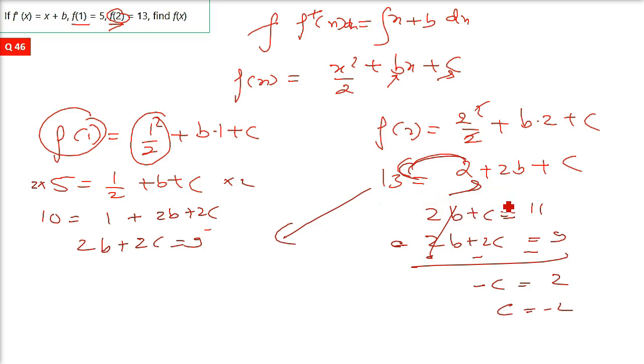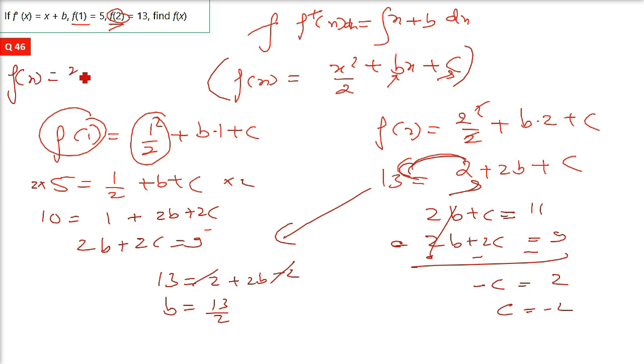But we also need to have b. So in any of the equations which we formulated, just put, I am taking the second equation. So 13 equals 2 plus 2b minus 2, because c is minus 2. From here we get b equals 13 by 2. So c is minus 2, b is 13 by 2. Now place it here. So f(x) is going to be equal to x square by 2 plus 13 by 2 into x, and this c is negative 2, so minus 2. This is your original equation.